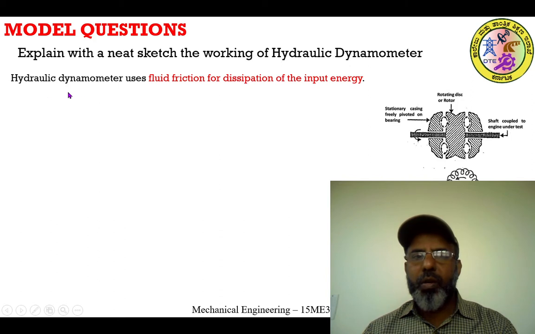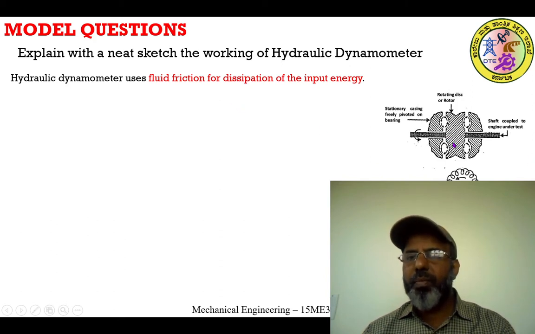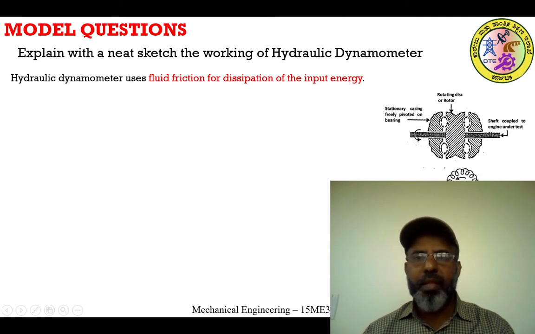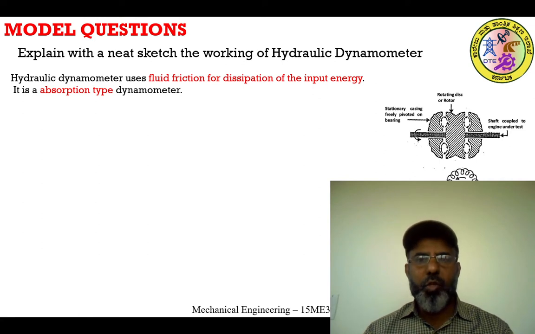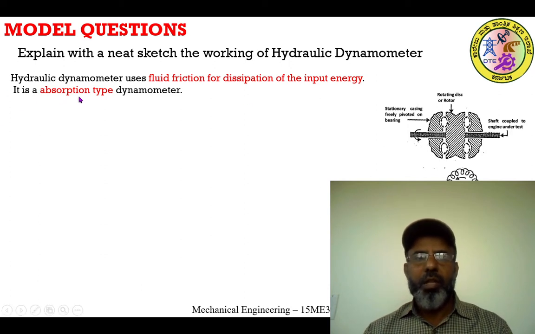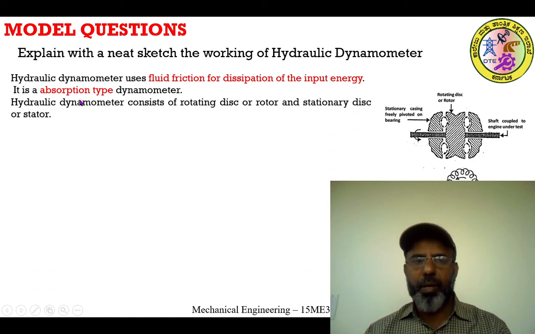See, this hydraulic dynamometer uses fluid friction for the dissipation of input energy. This is the first thing you should remember. Then the second thing, this is an absorption type dynamometer. It means we are going to measure the power by stopping the shaft. Generally, absorption dynamometers are employed for IC engines and electrical motors. Therefore, this hydraulic dynamometer is an absorption type dynamometer.